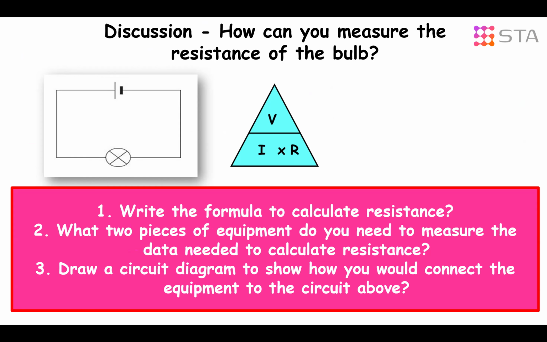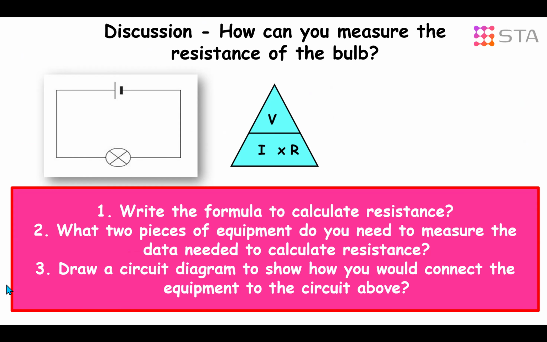Okay, just have a think for a moment. What equipment would you use to calculate the resistance? Well, to calculate the resistance, you would need to know the potential difference measured in volts. That could only be a voltmeter. And of course, you need to know the current measured in amps. That could only be an ammeter.